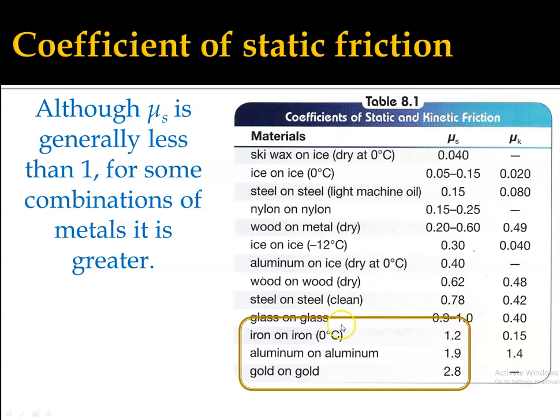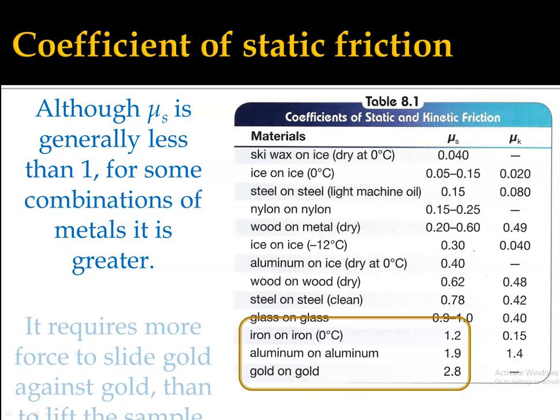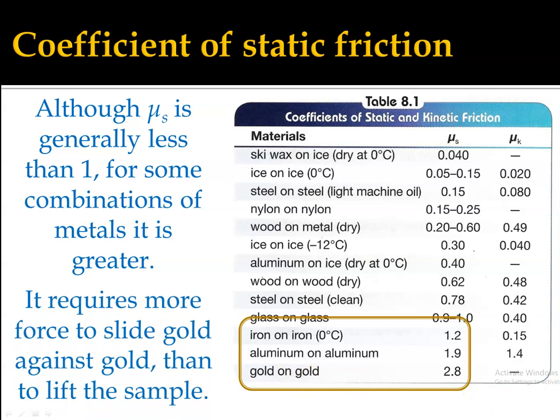Now take a look at these metals here. These coefficients of static friction are all greater than 1. And what does that mean? It means it takes more force to actually slide these metals against one another than it does to lift them up. It requires more force to slide gold against gold than to actually lift the given sample of gold.